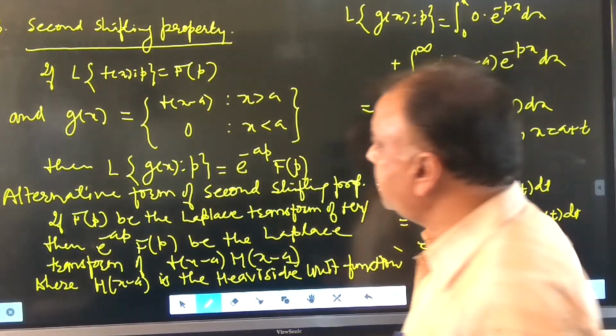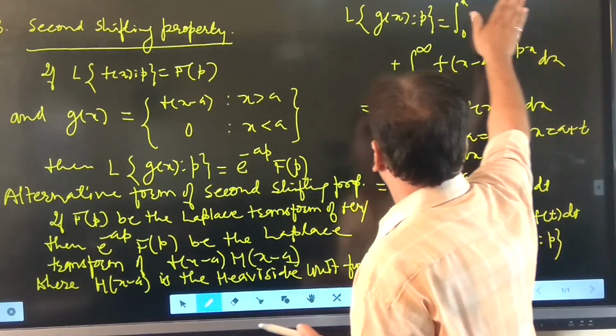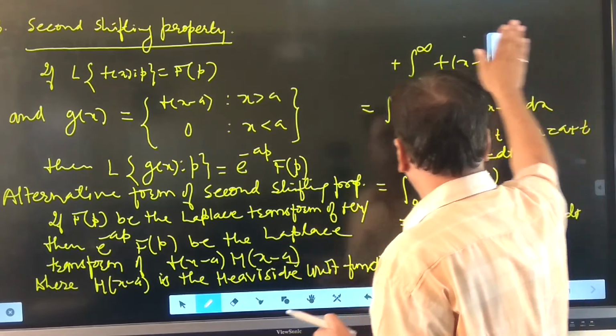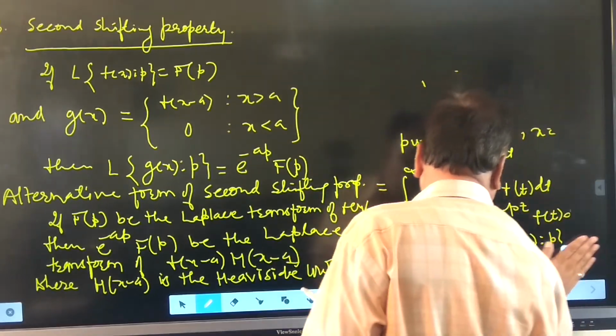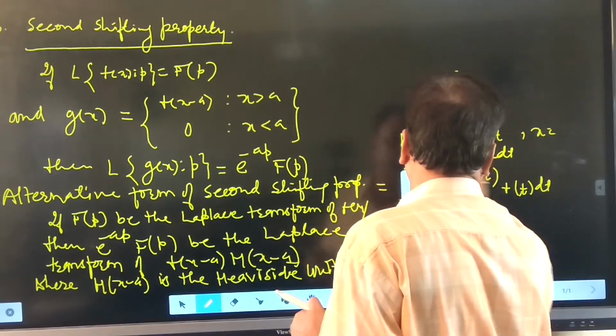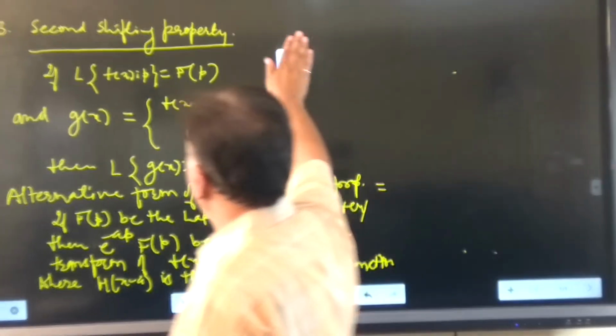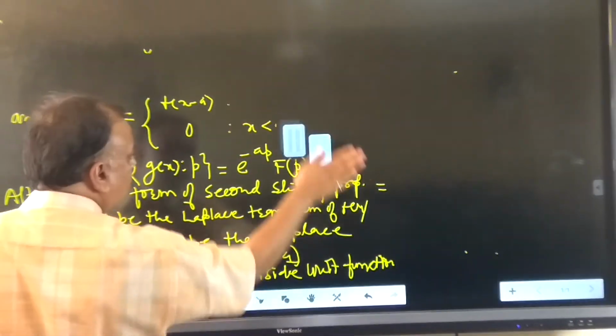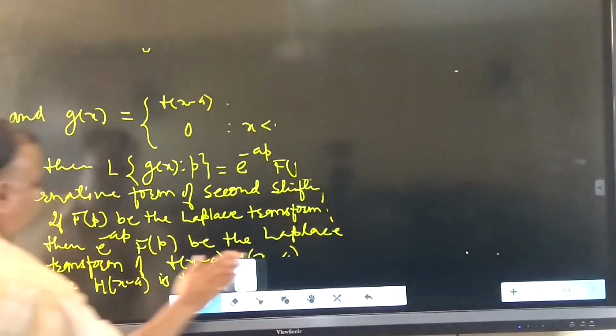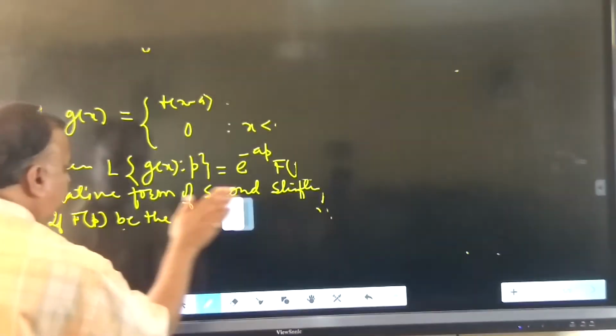So these are the three properties of the Laplace transformation. Another well-known property is the change of scale property. We earlier discussed that. Change of scale property.